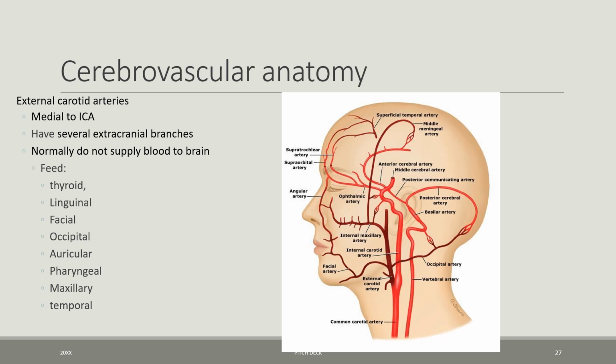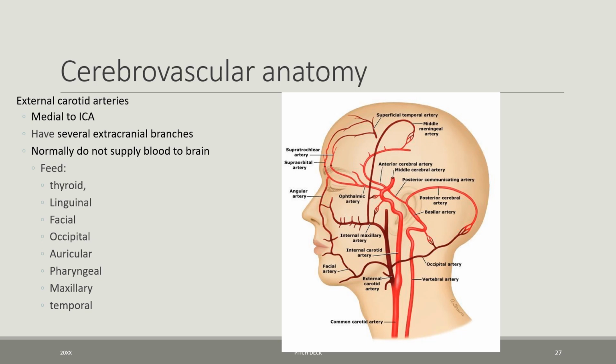Now, the external carotid artery really goes and feeds a lot more of the muscles in our face and external scalp and external components of our anatomy. So it can feed the thyroid, the lingual or tongue, facial muscles, occipital muscles, auricular areas by the ear, pharyngeal, maxillary, and temporal areas.